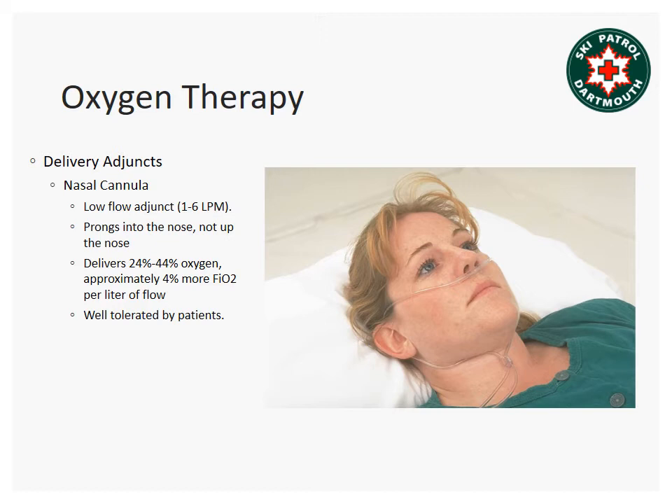The delivery adjuncts that we use include the nasal cannula shown here. This is properly applied. The prongs go into the nose, not up the nose. And these are set to 1 to 6 liters per minute and deliver 24 to 44% oxygen. The rule of thumb is they deliver approximately 4% more inspired oxygen per each liter of flow that you use.